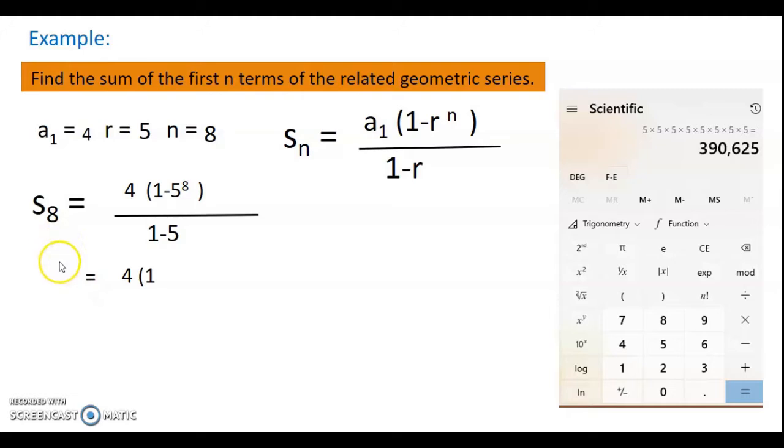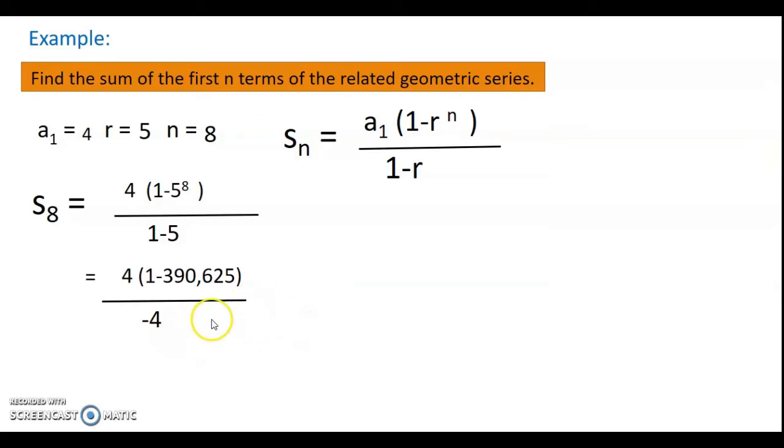So our S sub 8 is equal to 4 times 1 minus 390,625 over negative 4, because 1 minus 5 is negative 4. So 1 minus 390,625 is negative 390,624. And then we will multiply it by 4, then divide it by negative 4.